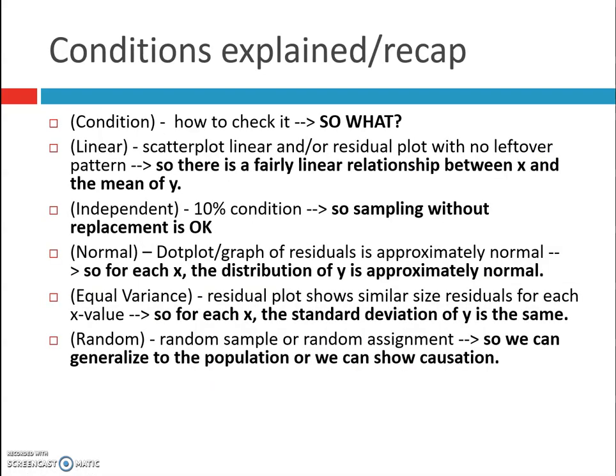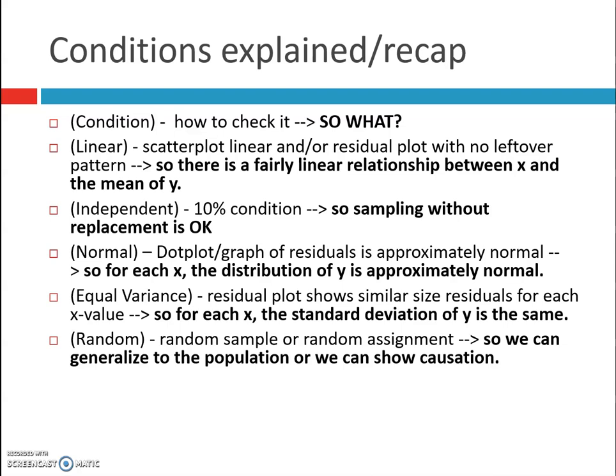When you're checking your conditions, I want to make sure you're aware why we check them, not just what they are, but what's the purpose behind them. We want to check to make sure it's linear, so that there actually is a linear relationship between x and y. If we're trying to calculate a confidence interval for the true slope, or do a significance test for a value of slope, we want to make sure it's actually linear and that slope applies. For independent, it's okay to make sure that we're sampling without replacement, so that's a 10% condition. Again, if it's from sampling, if it's an experiment, we assume it's independent because of the random assignment.